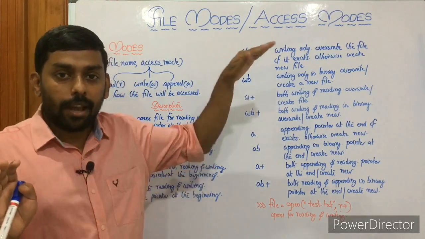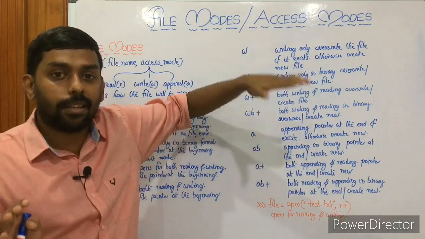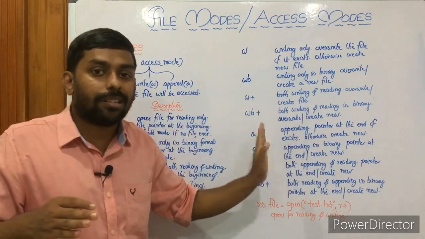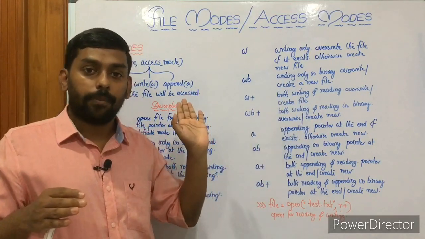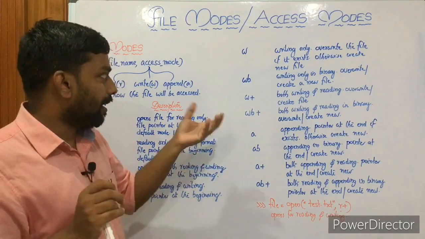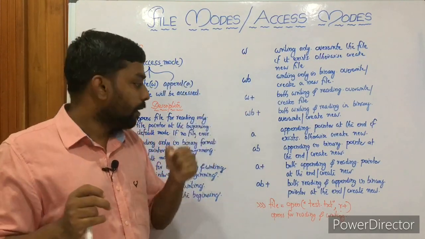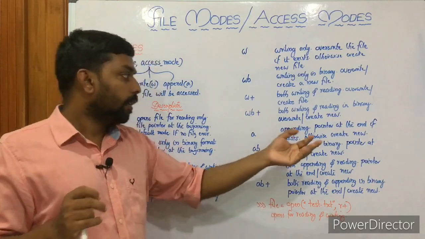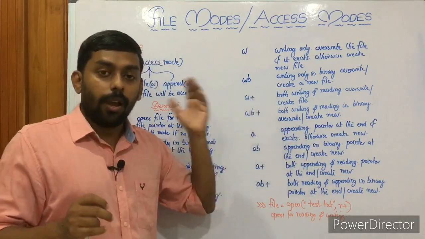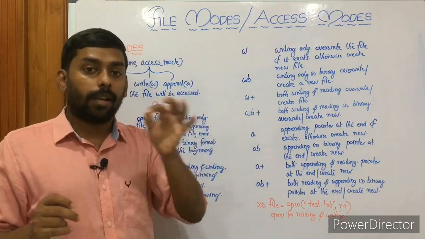That means at the time of appending, the existing content will be there in the file, and we start writing at the end of it. Existing content plus new content. That's what appending is. But the case is something different in writing, right? So A is for appending only, pointing at the end of the file if it exists, otherwise create new. At the time of writing, you know what actually happens.